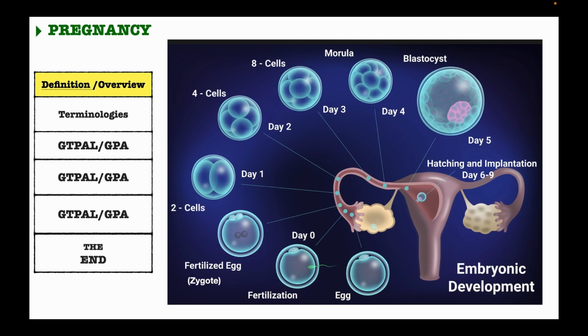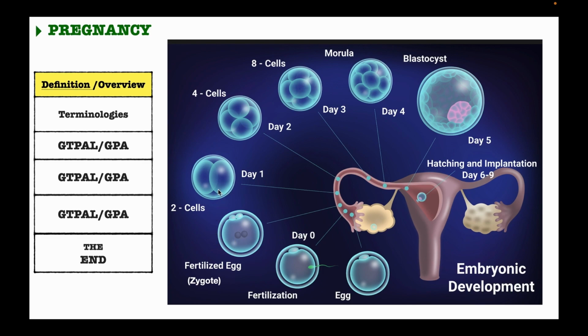Now, the product of conception is from the union of the egg or the ovum and the male sperm, which leads to the formation of a fertilized ovum, which we call the zygote. Now, the zygote contains all the genetic materials which are needed for life. The zygote then begins its journey down the fallopian tube towards the uterus. And as it moves, a series of cell divisions takes place.